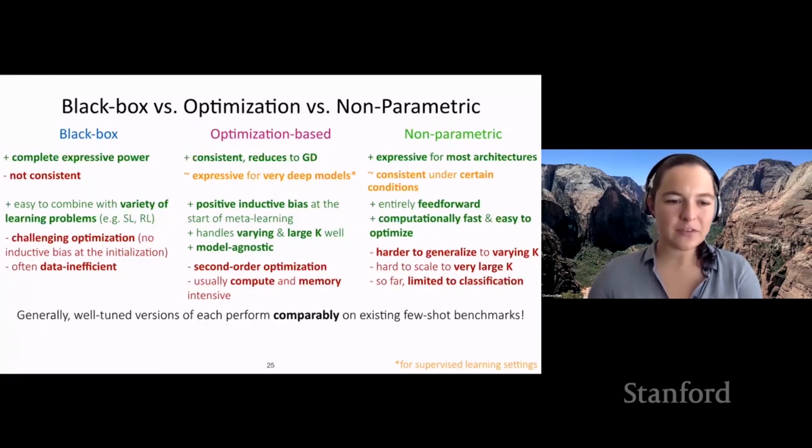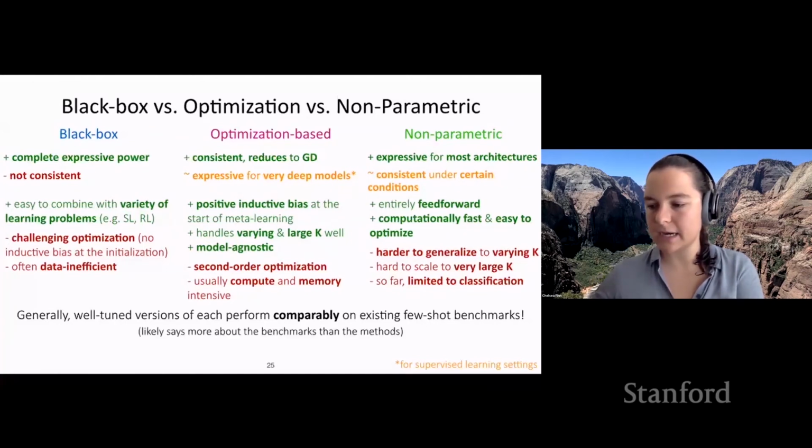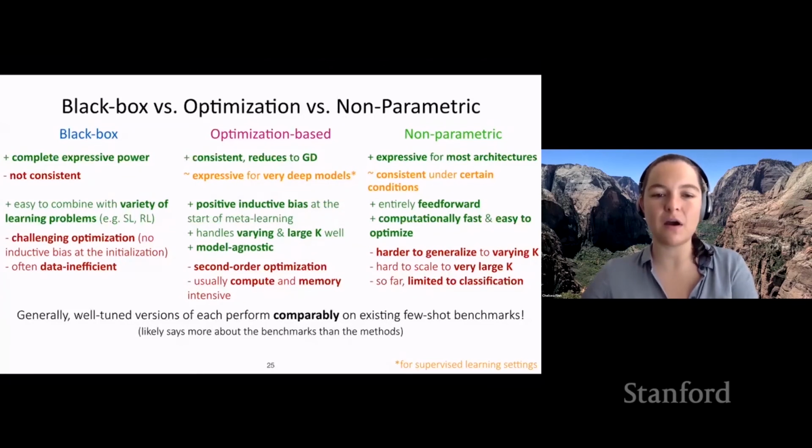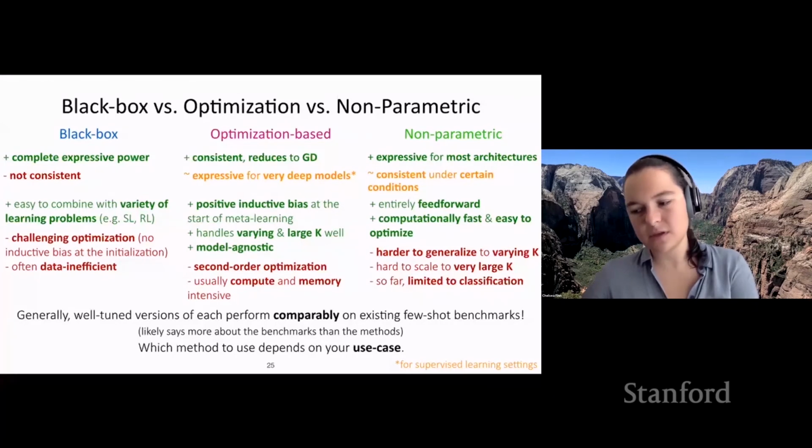Okay, and then lastly, I'll mention that well-tuned versions of these methods generally perform comparably on existing few-shot learning benchmarks. And this may say more about the benchmarks than about the methods themselves. I think existing few-shot image classification benchmarks don't really get at the heart of what's challenging in meta-learning problems. And what method you might want to use really depends on your use case and how much you care about these positives and these negatives in your particular use case.